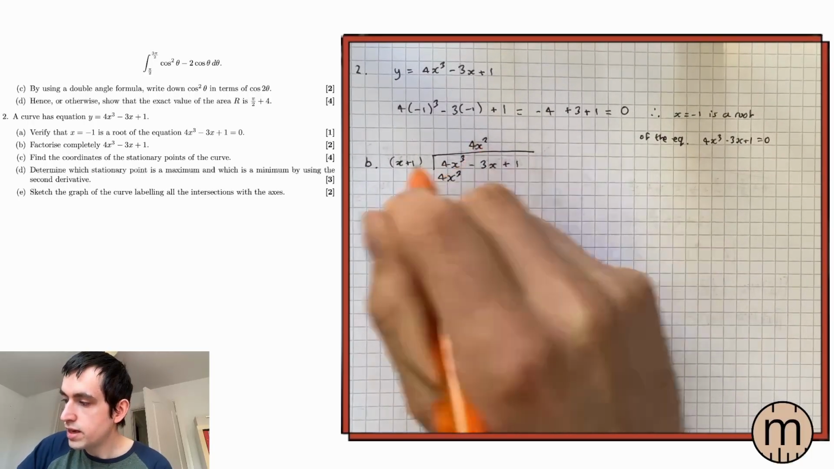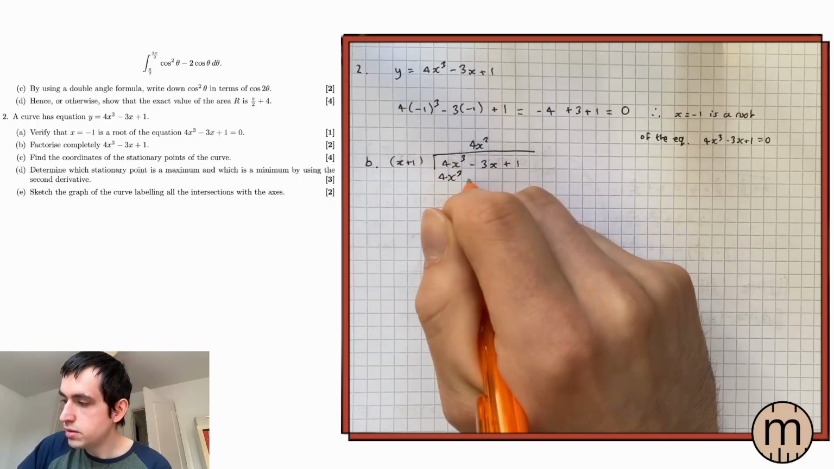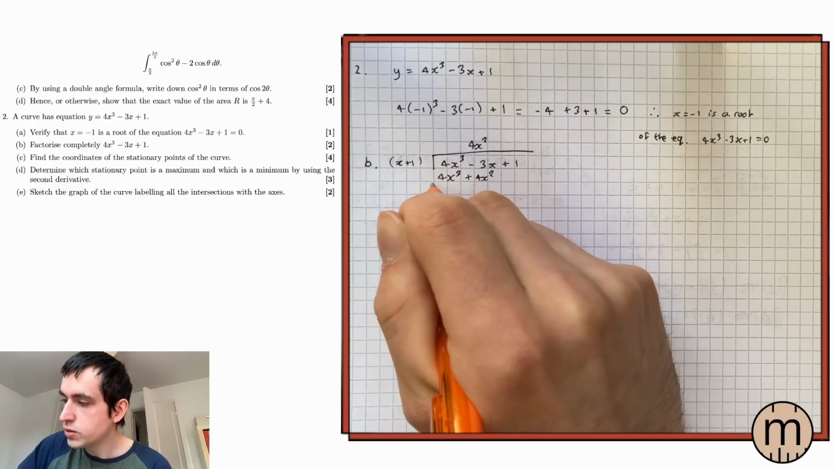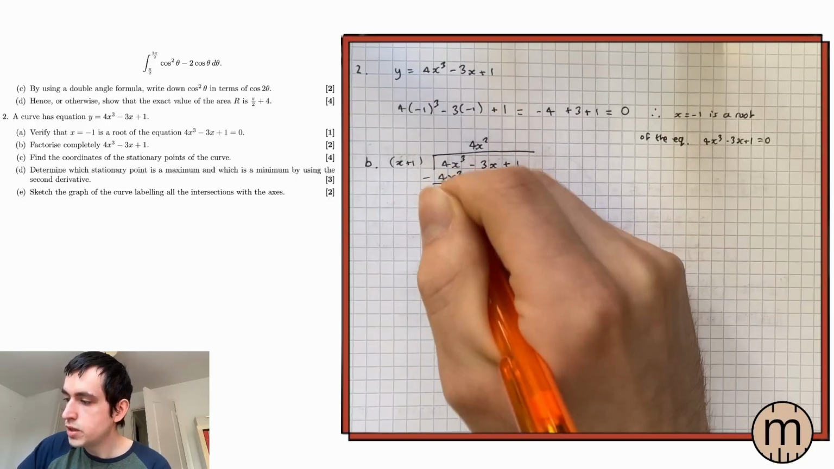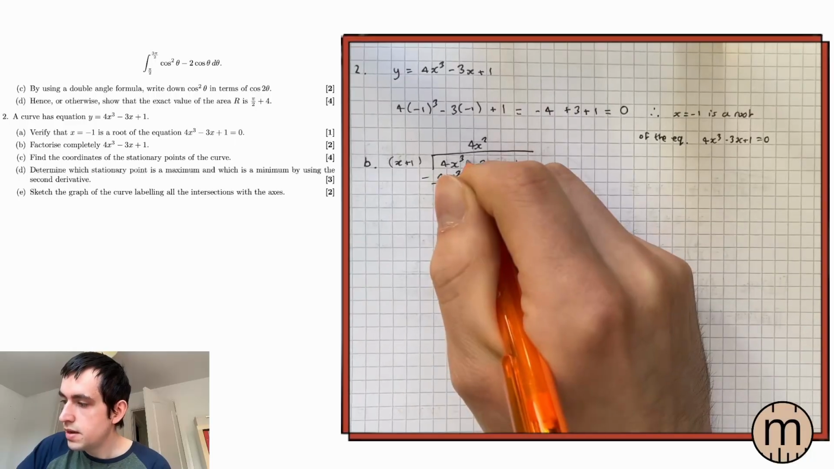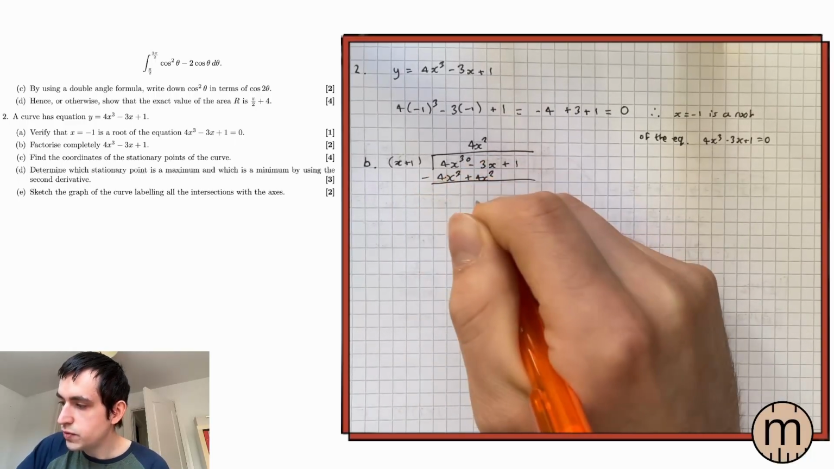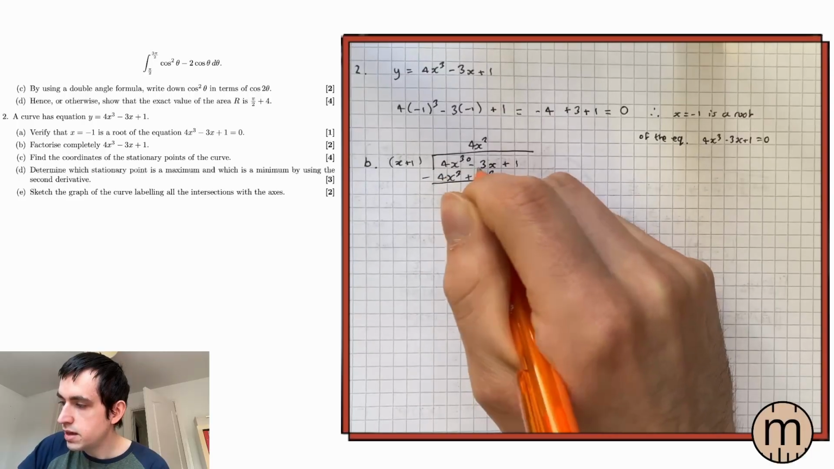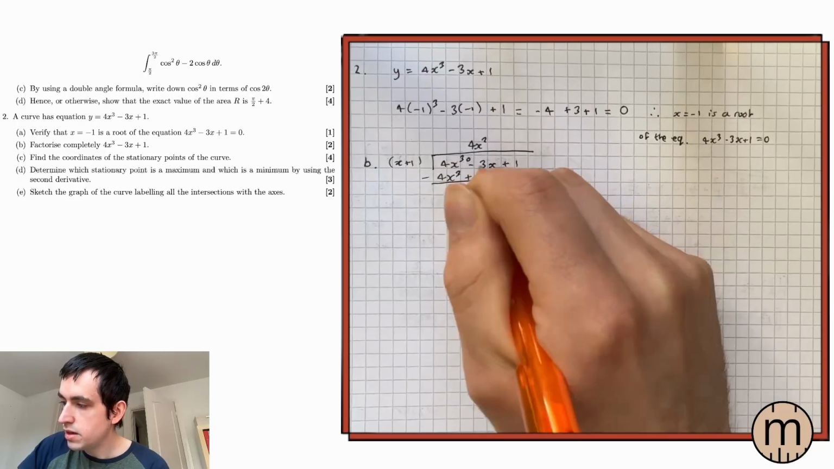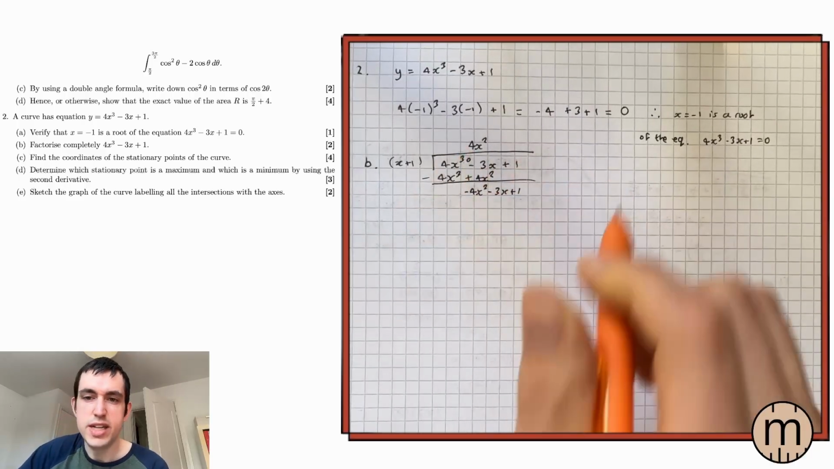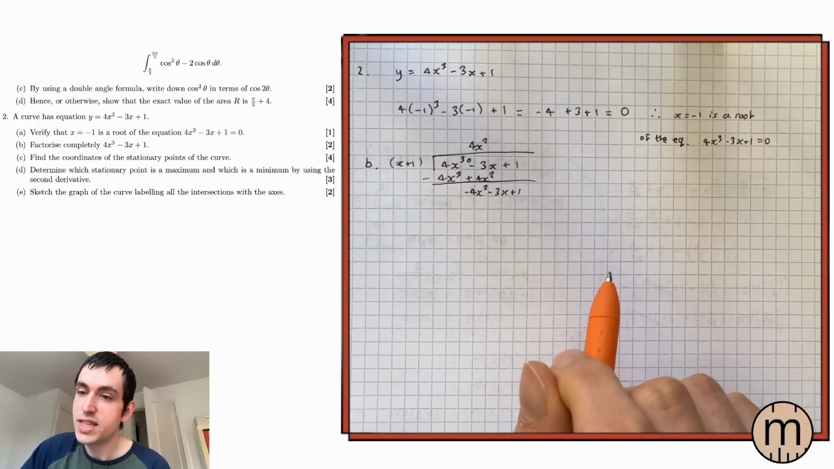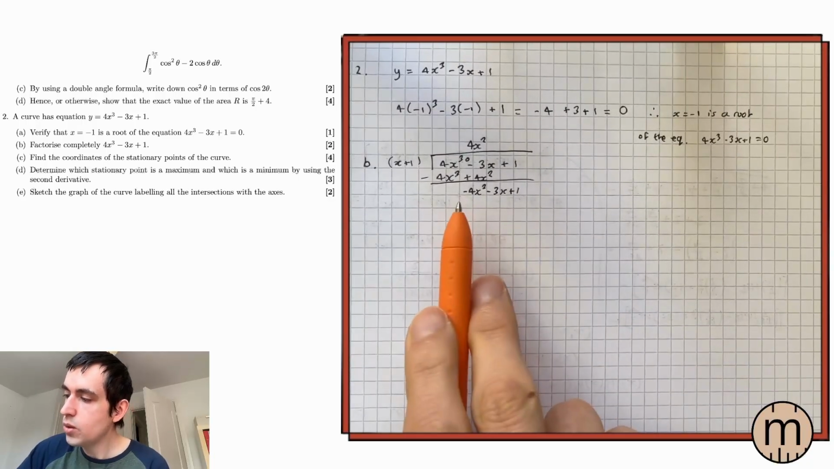Now if we times 4x squared by this, we get 4x cubed plus 4x squared. Subtract, that disappears. There's technically a 0x squared in there, so I'm going to do 0 minus 4 to get minus 4x squared. And then I'm going to bring down the minus 3x and the 1. I really should have left a space for x squared there. I should have seen that coming. Oh well.